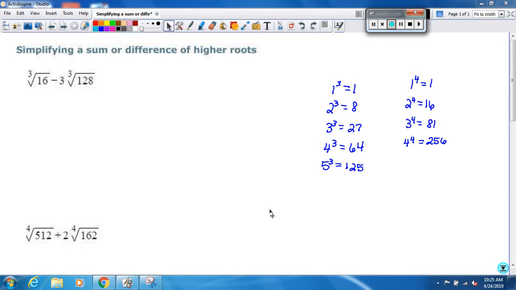Whenever you're asked to simplify a sum or difference of higher roots, you have to go by the index to know which list to use, and I'll show you how to use the list in a moment. So we want to simplify these one term at a time.